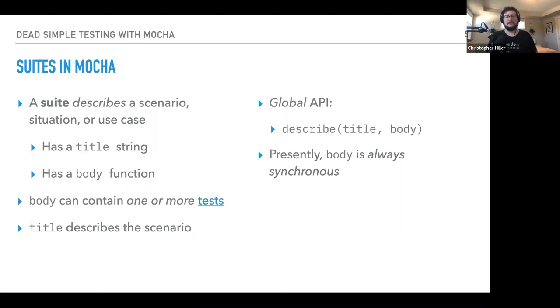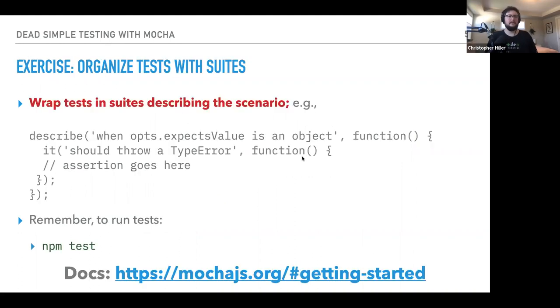And presently in Mocha, a suite body is always synchronous. I failed to mention before, but it was in the slide, that a test in Mocha can be asynchronous. It can return a promise. If you want to use Node style error-first callbacks, I'm sorry, you can do that too. But a suite, use with describe for now, is always synchronous. That might change in the future, but you can't return a promise from a describe body.